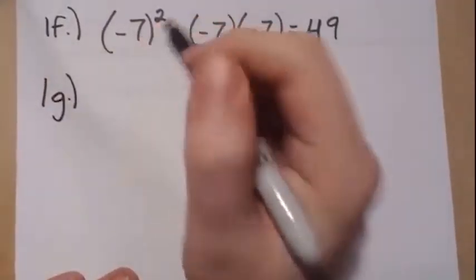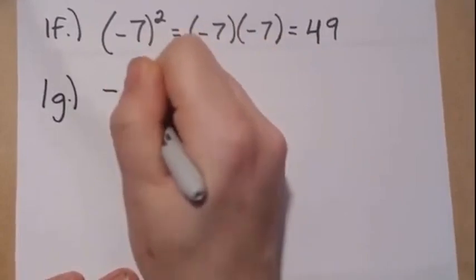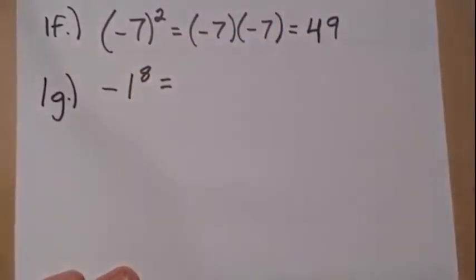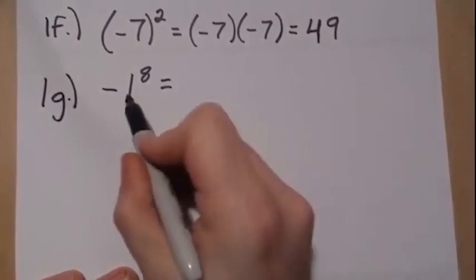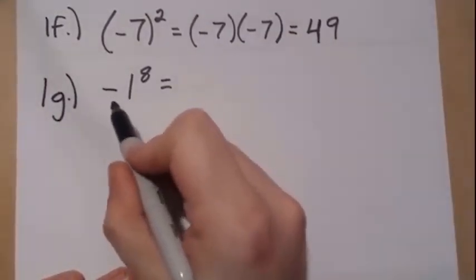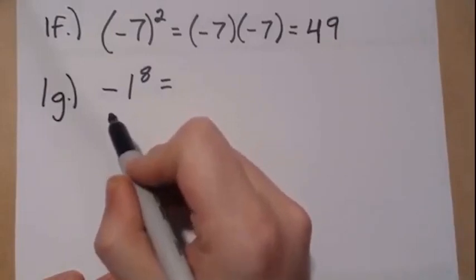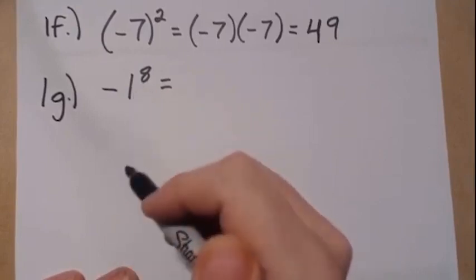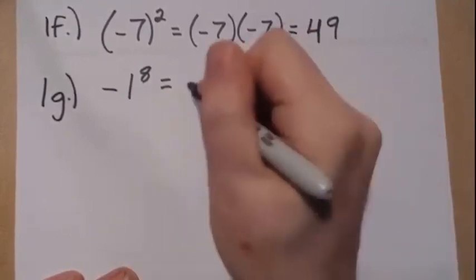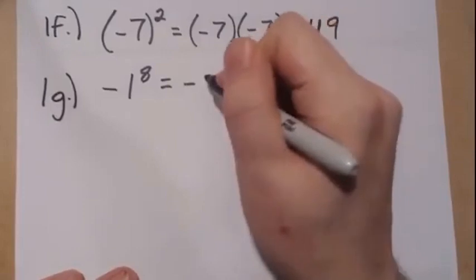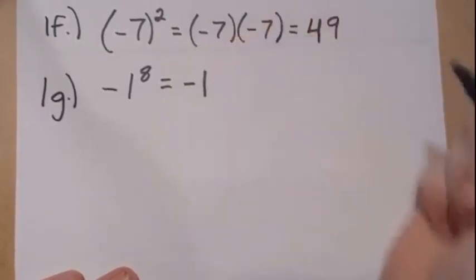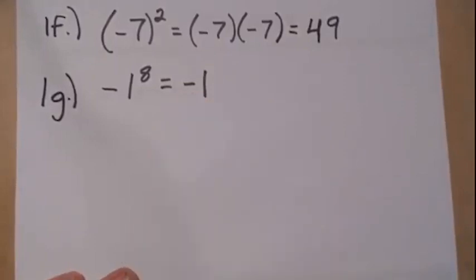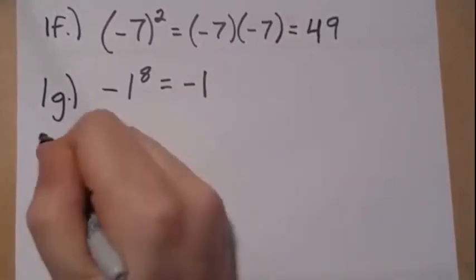In 1G, negative 1 to the 8th. Notice that the negative is not in parentheses, so it's not a negative number to the 8th power, it is just 1 to the 8th. 1 times itself, no matter how many times, is just going to be 1. So 1 to the 8th is 1, and we bring the negative through. Negative 1 is the answer.